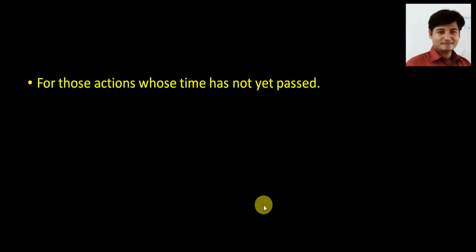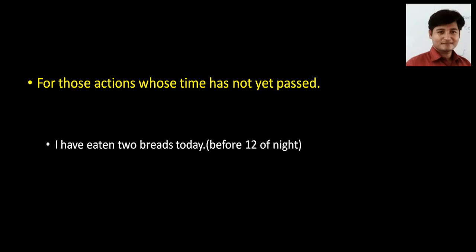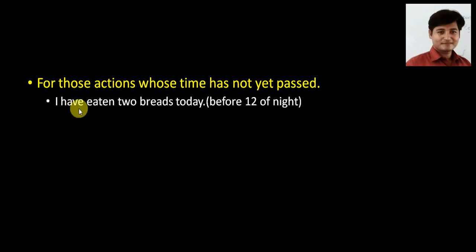The next usage is for those actions whose time has not yet passed. Yes, this is the very important point of present perfect. We have done things, but their actual time has not passed. For example, if I say, I have eaten 2 breads today, it means the time of today is still left before 12 of night.